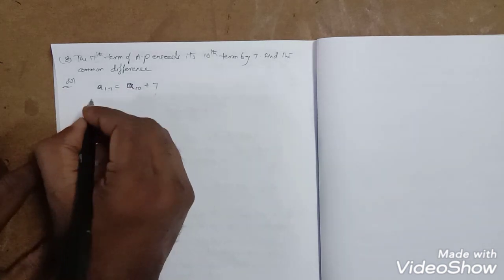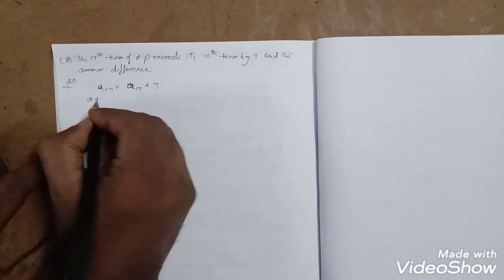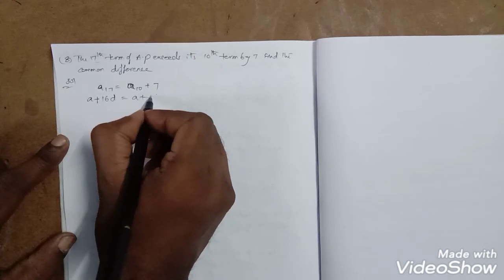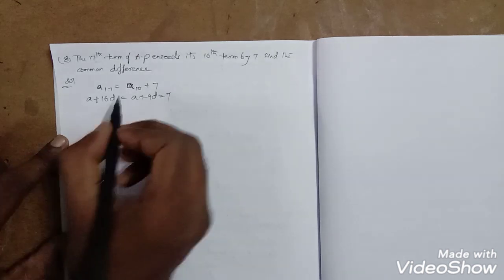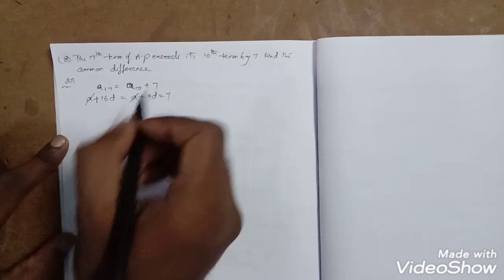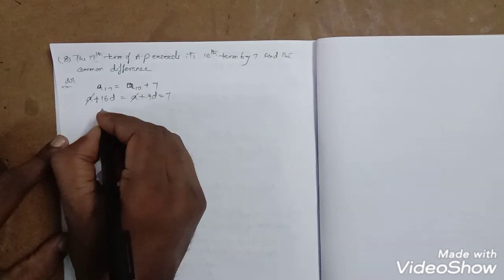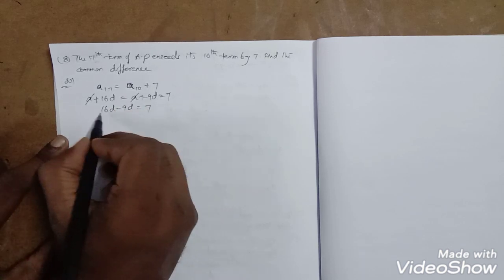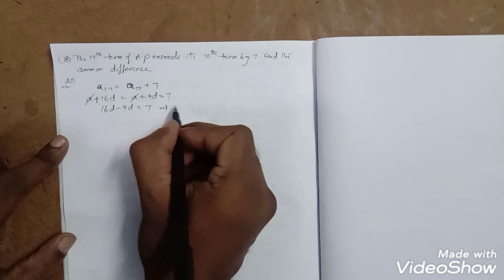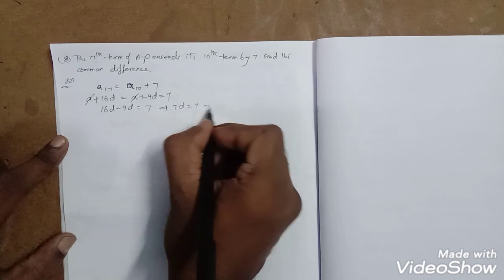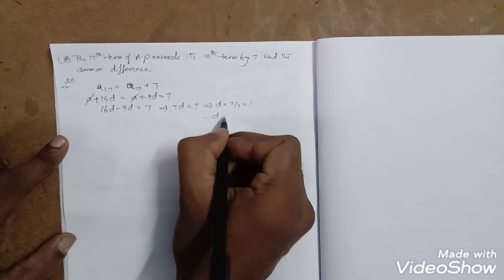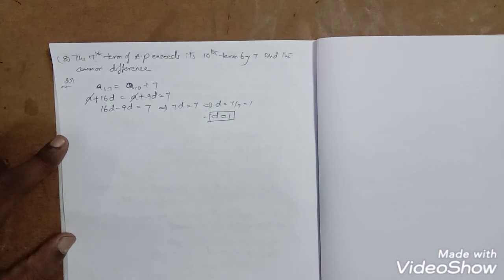So what is the 17th term? I can write the 17th term as a plus 16d is equal to the 10th term, which I can write as a plus 9d, plus 7. Now as the a values are common, just cancel it. Now send this 9d towards the left side, you will get 16d minus 9d is equal to 7. Now 16 minus 9 is nothing but 7d is equal to 7. So d is equal to 7 by 7, which is nothing but 1. Therefore d is equal to 1. So your common difference is equal to 1.